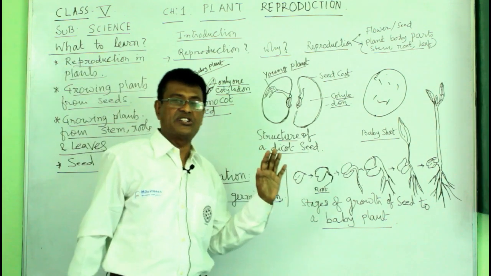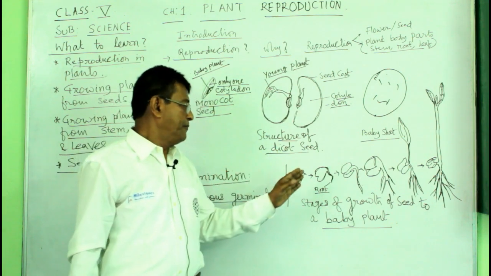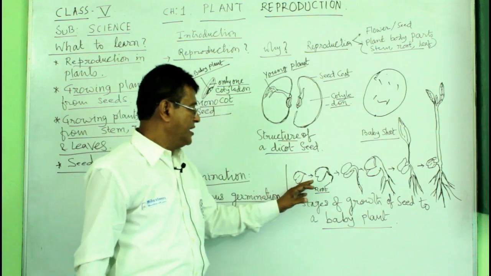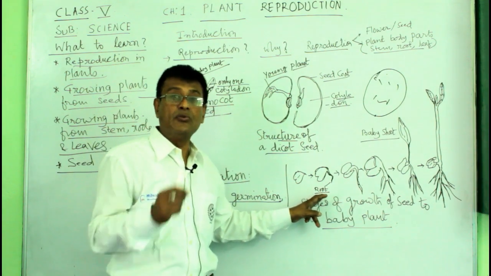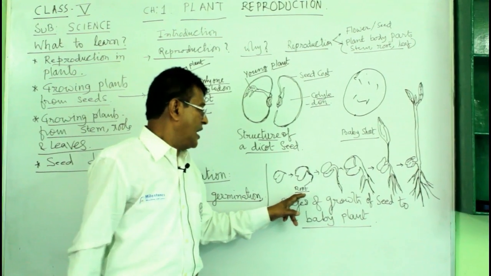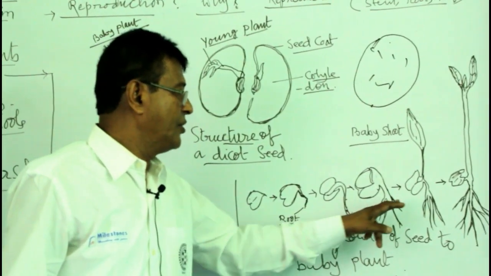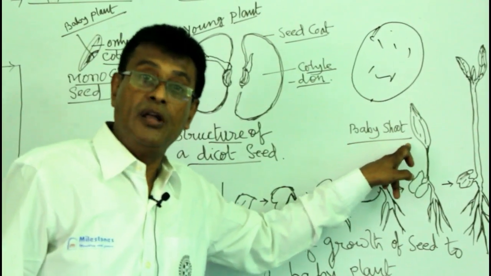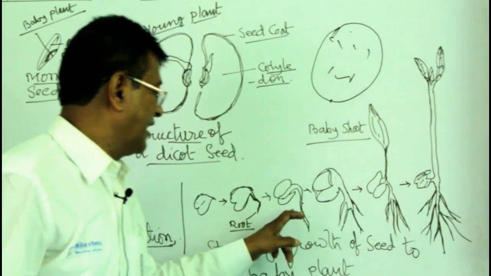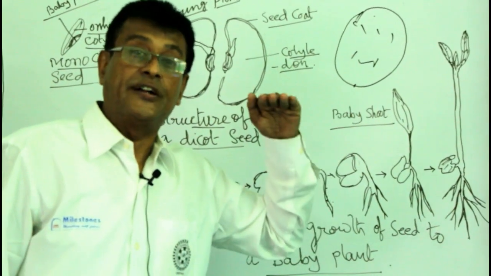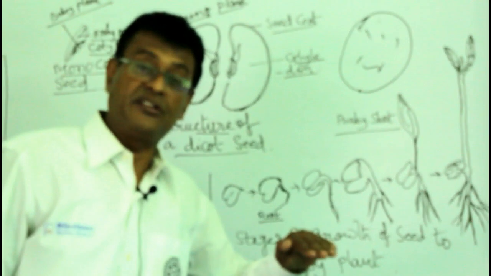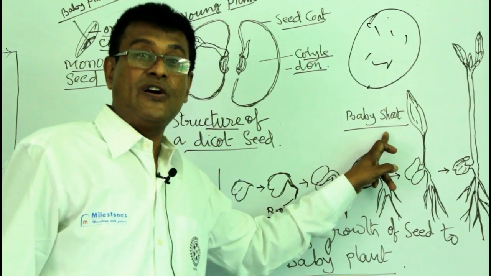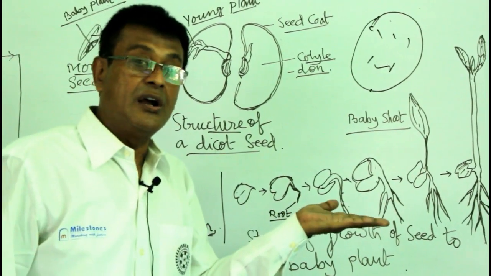In general germination, the dormant seed is put in the soil. At first the root comes out, which is known as the radicle. Then slowly and gradually the baby shoot comes out, which is known as the plumule. Radicle and plumule are the two parts. The radicle is underneath the soil, and the shoot part or plumule is above the soil.